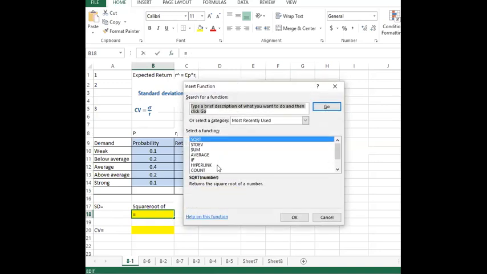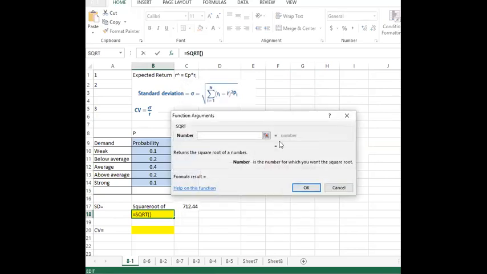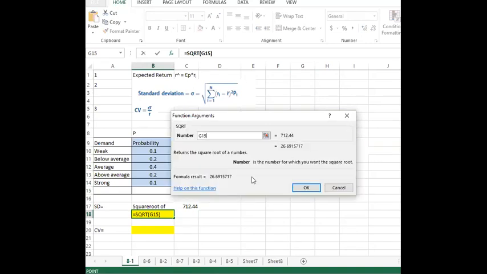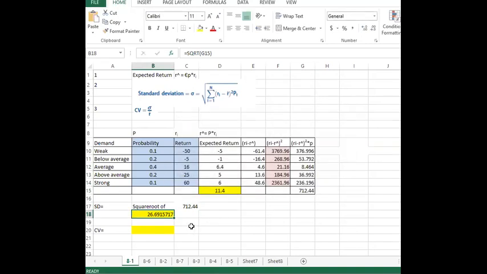Here's the formula of square root, this one. Square root of 712.44. So the standard deviation is 26.69, and the coefficient of variation.